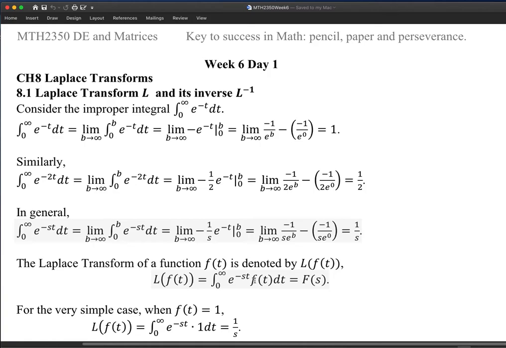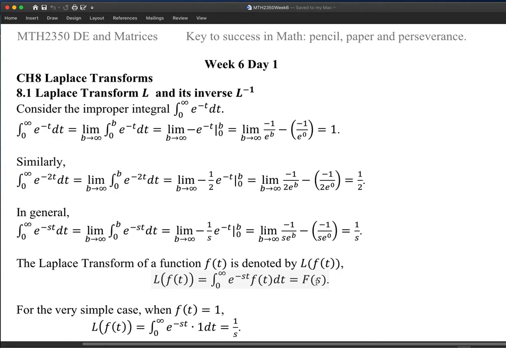So if the improper integral is convergent, and I hope you can tell from the calculation I did here, because we do have s as part of the exponent, e to the negative st, in the end we should have a new function involving s. So I write the result as F of s.